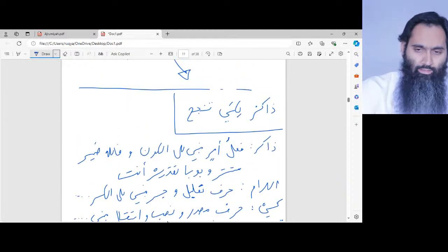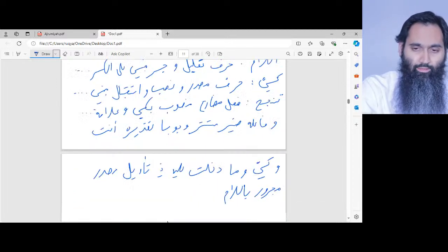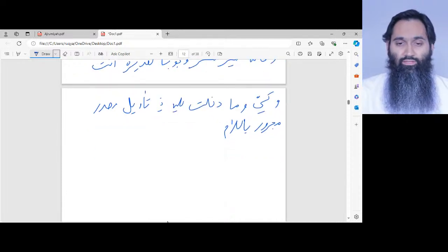Yes, as we mentioned, when we have K, the fi'l al-mudari that comes after it is changed into a masdar, and this masdar is always going to be majroor, and here it is majroor with lam. Remember we said lam is harfu ta'lilin wa jarrin. So وكي وما دخل في تأويل مصدر مجرور باللام تأويله.